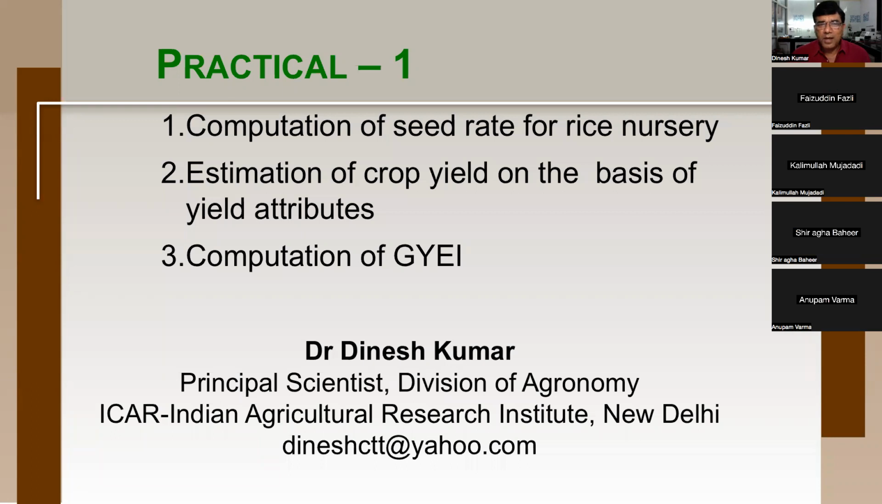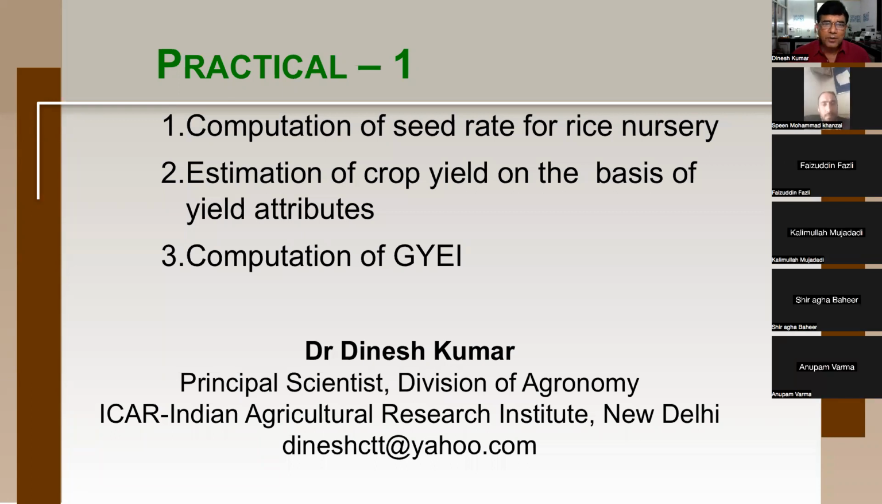So now we will have this practical class on different aspects, mainly on the estimation of crop yield on the basis of yield attributes. Whatever crops we have, rice, wheat, maize, many cereal crops, and some pulses, we need to calculate the yield, the estimated yield in advance. So that exercise we will do.